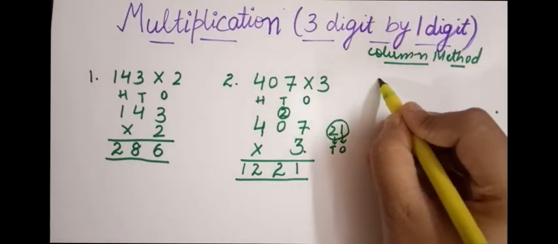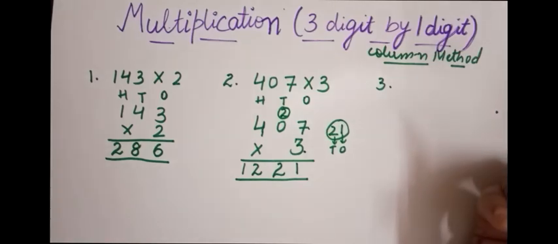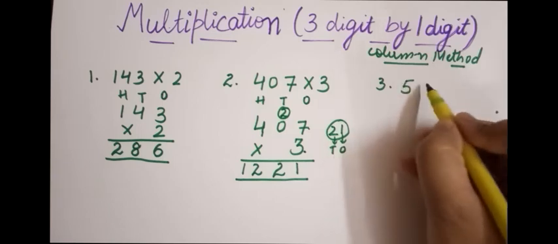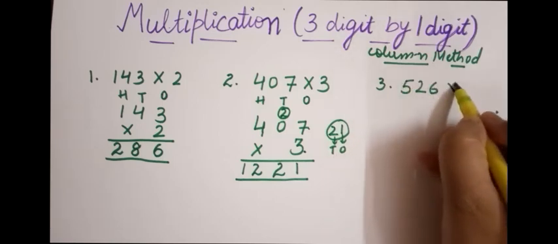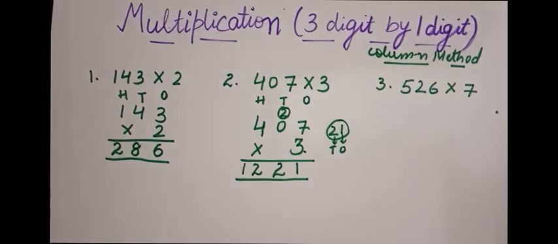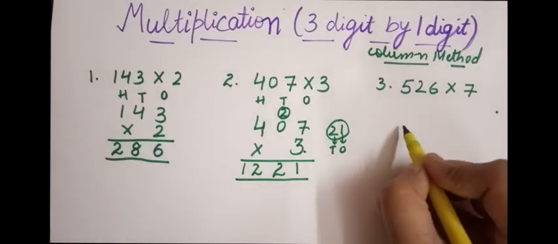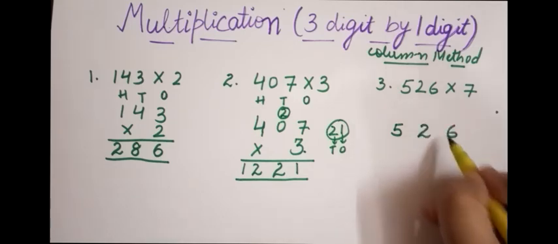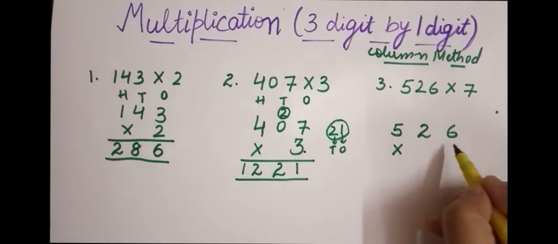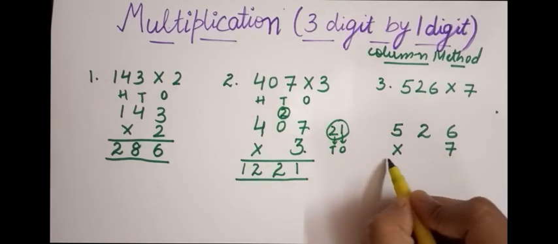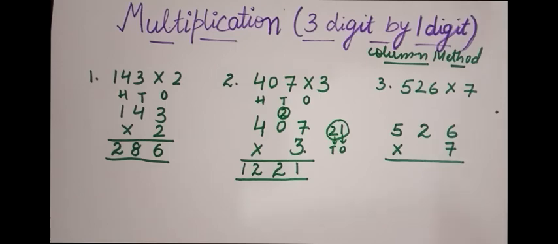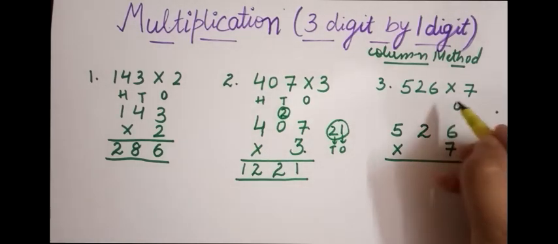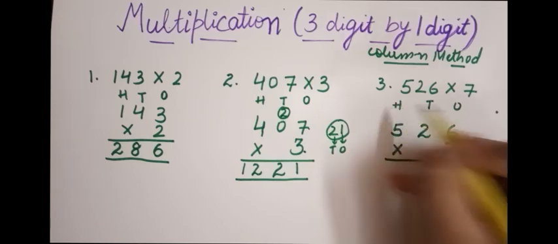Now the third question. I hope till here it is clear to you all. So let's come to the last one. 526 multiplied by 7. Again, the first step is to arrange the numbers in the correct columns. So to 526, I'll be using the multiplication symbol here, and I'll write 7 here, and I'll draw a line. After that, I'll be writing the correct places: ones, tens and hundreds.